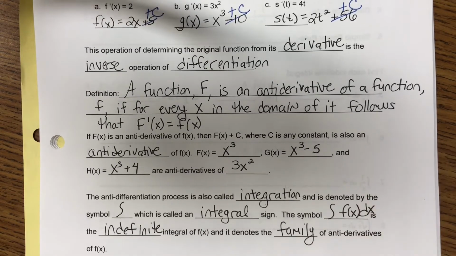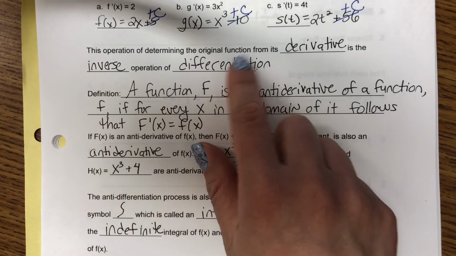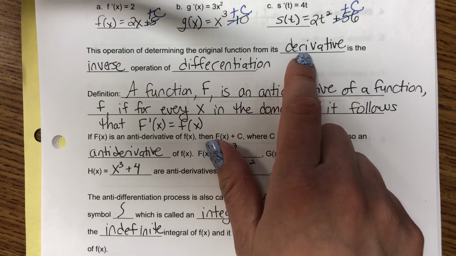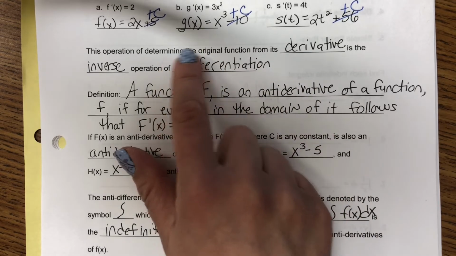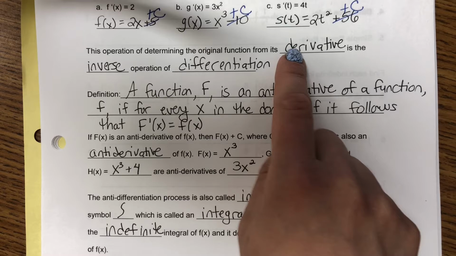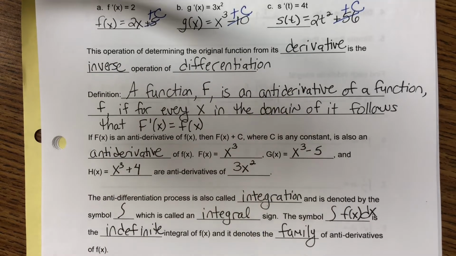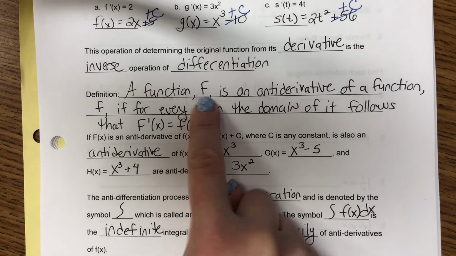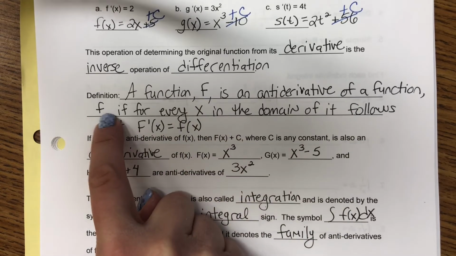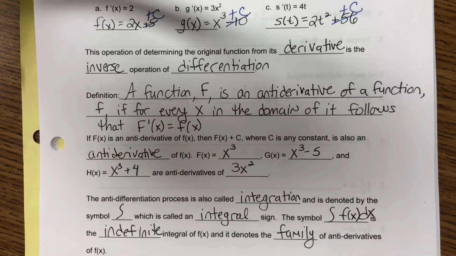So we learned back in Algebra 2 that an inverse undoes the original function. So the operation of determining the original function from the derivative is an inverse. And that's called finding the antiderivative. So a capital F and a lowercase f, there's a big difference, okay? So you have to know that notation of the capital versus the lowercase.